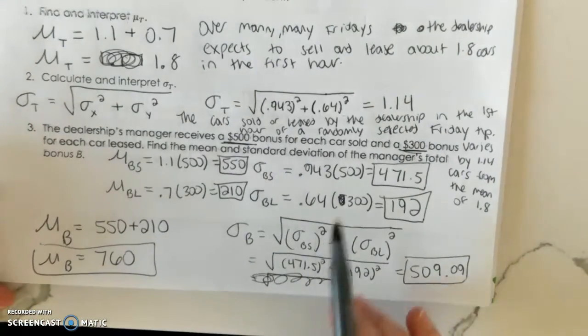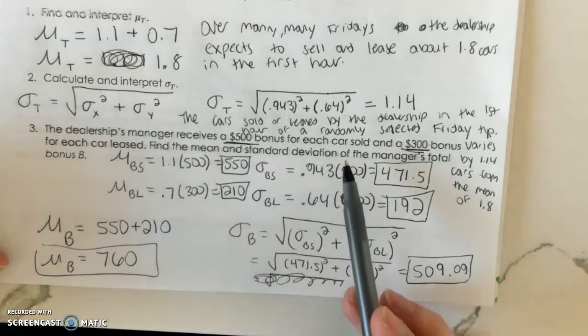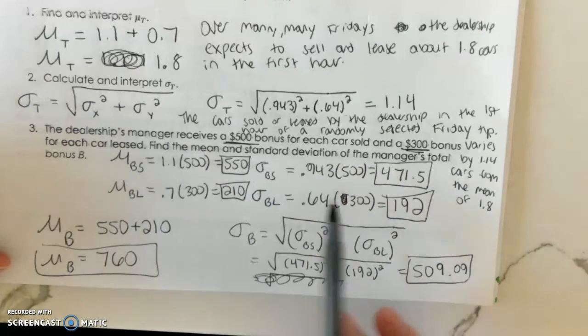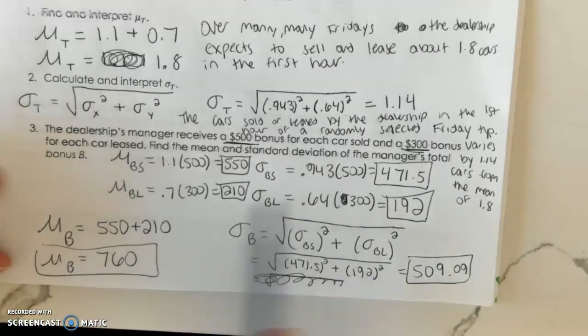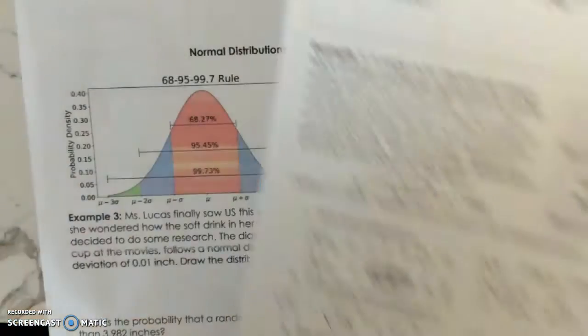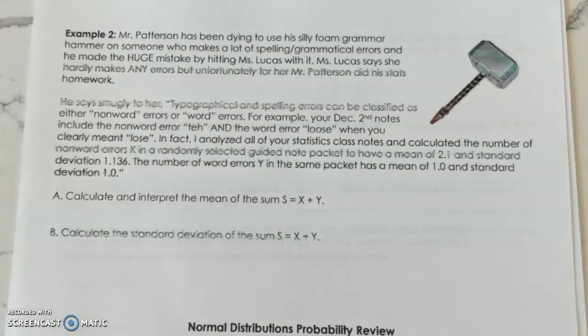All right, so this problem was big and it was hard. What we did was we transformed both of these means and transformed both of these standard deviations and then combined them. So we basically did everything in the packet in this one problem. Now I want you to pause the video and try example 2 on your own with combining. Pause the video, come back, and we'll work through it together.